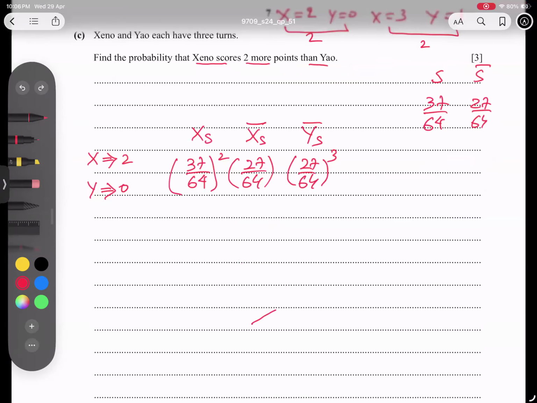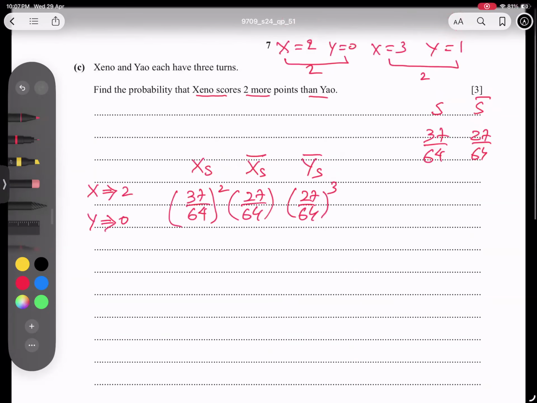This is the 3 attempts of X, a diagram I made for X only. One time he does not score, and twice he scores. That is why scoring is to power 2 and not scoring is this one: not score 27 and scoring 37 to power 2. I think this part is clear. For the other person: not score, not score, not score, so I have taken this with power 3. This is not hard, I hope you understood very well.